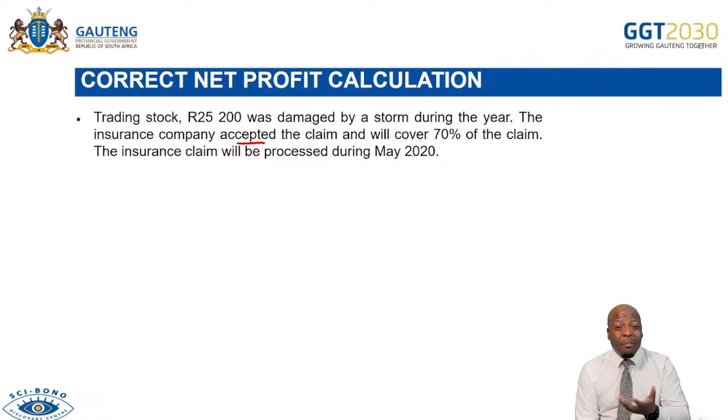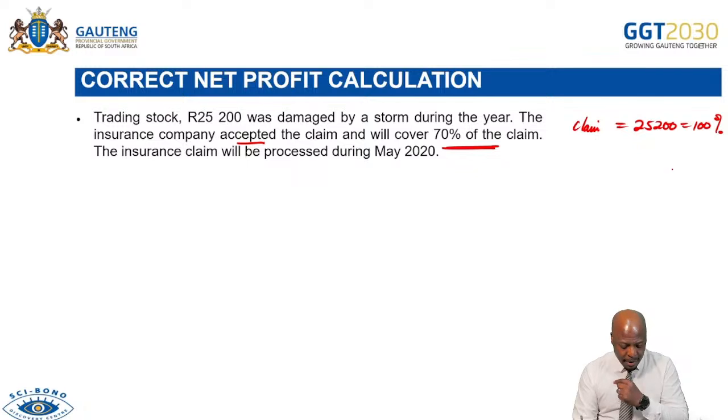They said, okay, we are going to cover you, but we will only cover you 70% of the claim. So our claim that we gave to them was for the 25,200. This is the stock that was damaged. But then they said, this is your 100%. We will not cover you the entire amount. They said they will only cover 70%. All right, let's see. How much is that 70%?